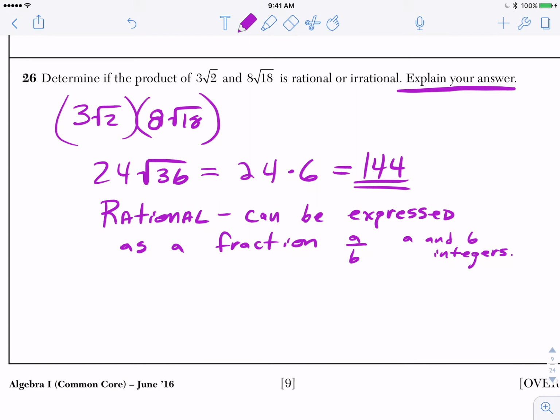And that would suffice. You could say something else, maybe by saying why it's not irrational. That could be another way of going about doing this. Like it's not an infinitely repeating decimal with no pattern, something like that. But the simple definition of rational: something that can be expressed or written as a fraction, a over b, where a and b are both integers.